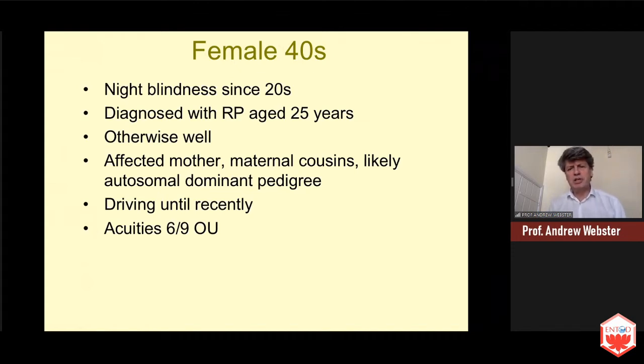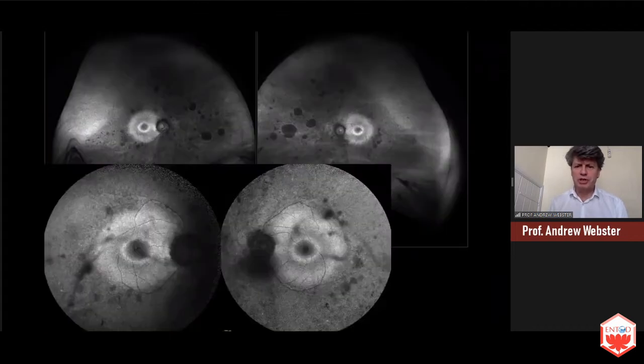She was diagnosed as having RP at 25 years old, and that was relatively early because she had a family history, so it was suspected she might have the disorder. Her mother, maternal cousins, and if we sketched out the family tree, it was likely to be autosomal dominant with multiple affected generations. And she had to stop driving, but her acuities were still preserved.